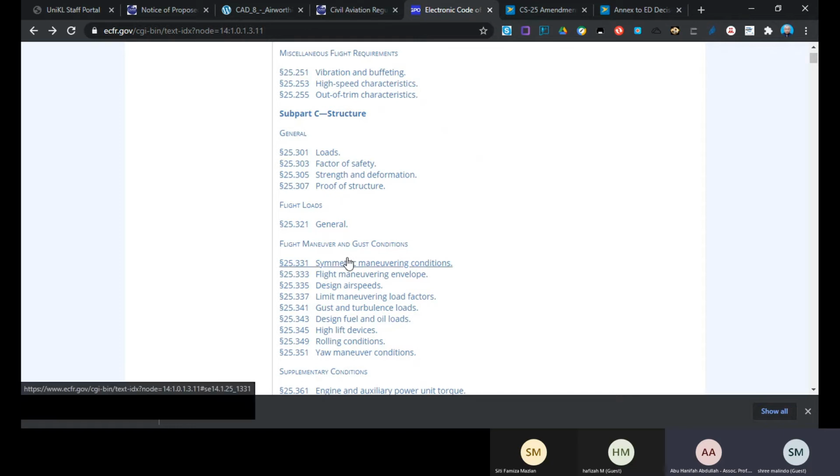You can see the symmetric maneuvering conditions. So the flight maneuver envelope: you must provide the envelope, because you cannot maneuver to as many G as you want. The designer should provide the cap: what will be the maximum G, the minimum G, and the maximum speed. So you only operate within that range. So 25.333 will determine that range, by test. Design speed, what will be the speed? Limit maneuvering load factor, again, what is the G?